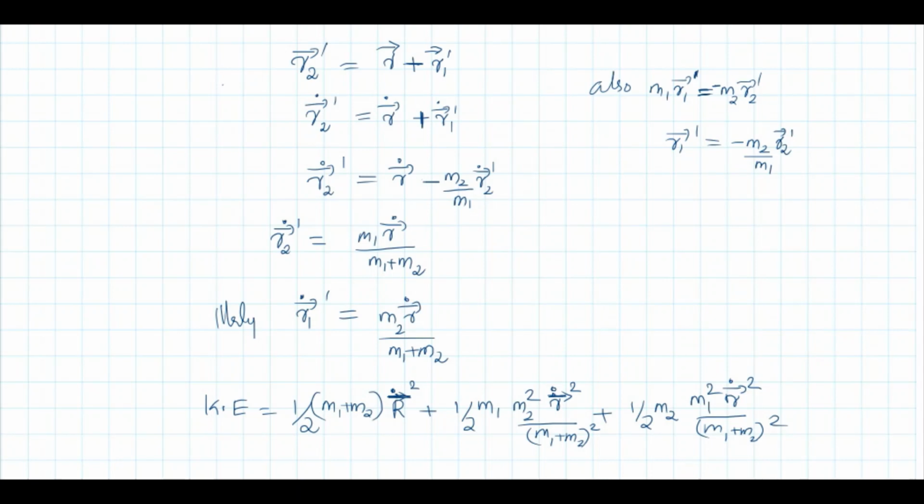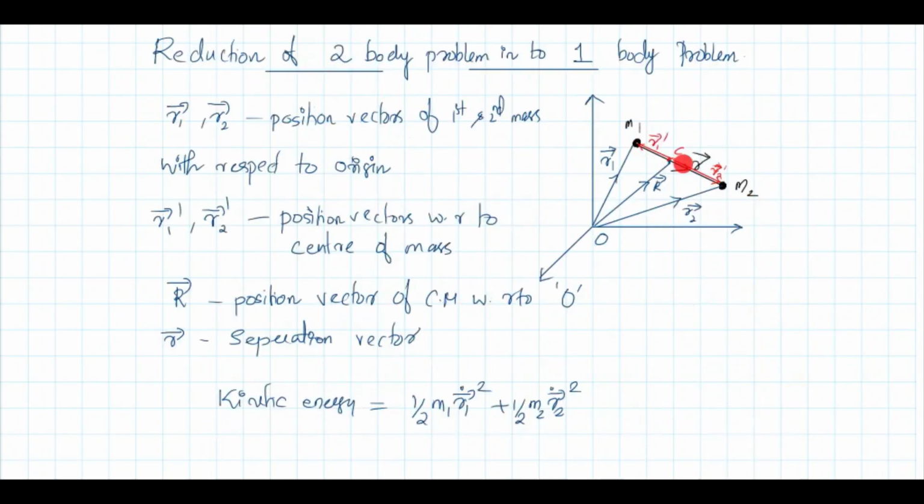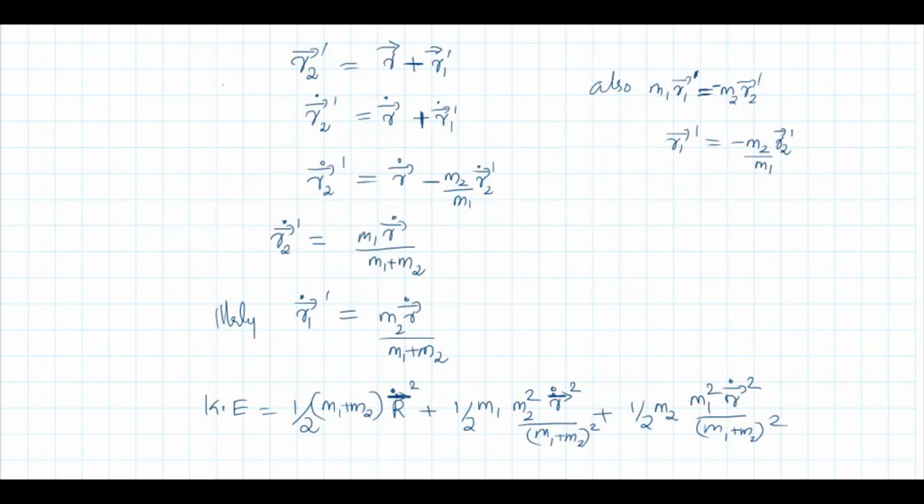Now we have r2 prime equal to r plus r1 prime. From this diagram you can see that this r2 prime is actually the total distance r plus r1 prime, and taking the derivative you will get r2 prime dot is equal to r dot plus r1 prime dot. Also, from the principle of moments we can write m1 r1 prime equal to minus m2 r2 prime, because the sum is 0. So r1 prime is minus m2 by m1 r2 prime.